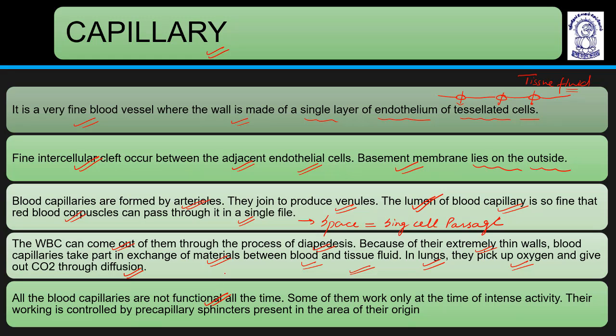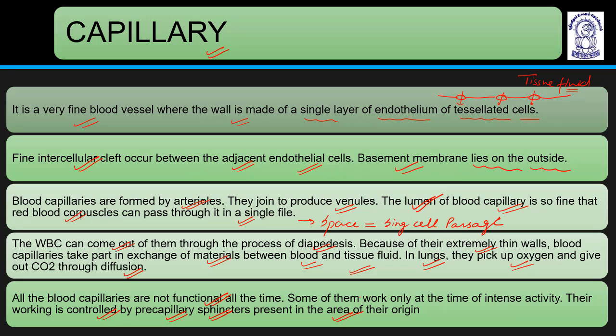All the blood capillaries are not functional at all times. Some of them work only at the time of intense activity, whenever required. Their working is controlled by pre-capillary sphincters present at the area of origin. Where these capillaries originate, they have some sphincters, some guards, some valves, which help regulate the functioning of these capillaries.